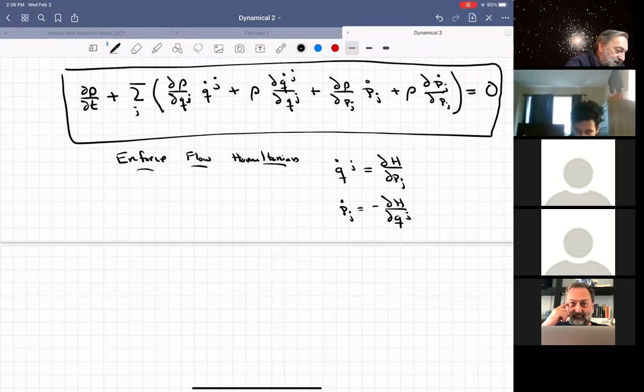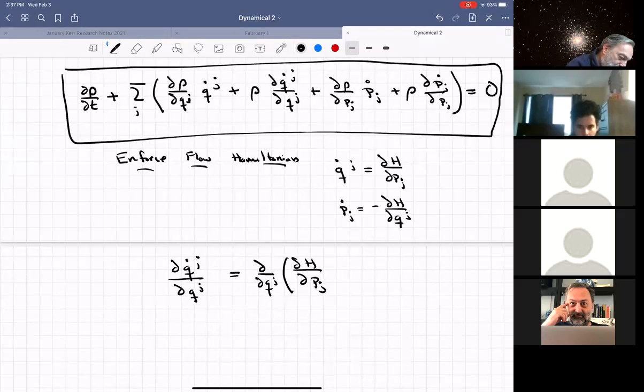And so I'm going to take this term dq dot j dqj. So this is the derivative of the velocity of the qj coordinate with respect to the qj coordinate. And I'm going to say that that's equal to d by dqj of dh dpj, because that's Hamilton's equation of motion. So I'm going to stick Hamilton's equation of motion in for the q dot j.